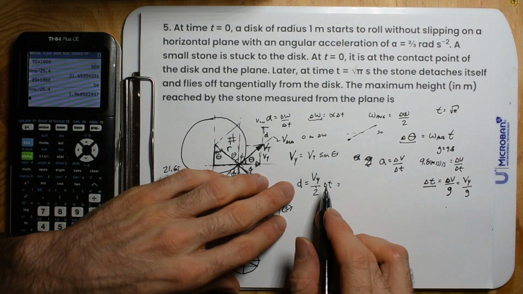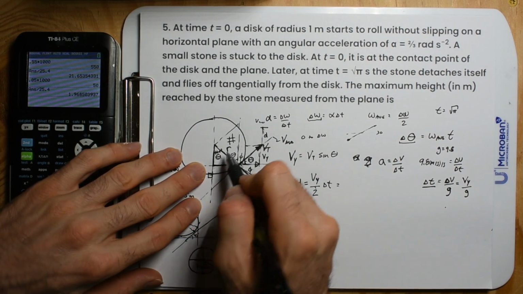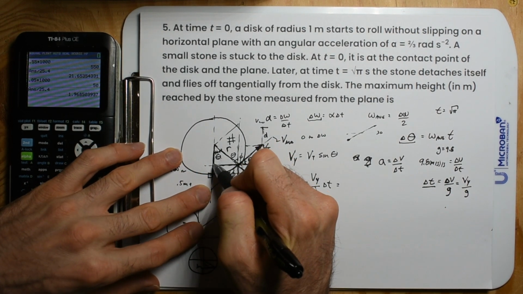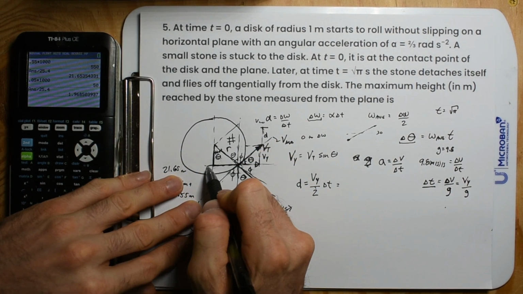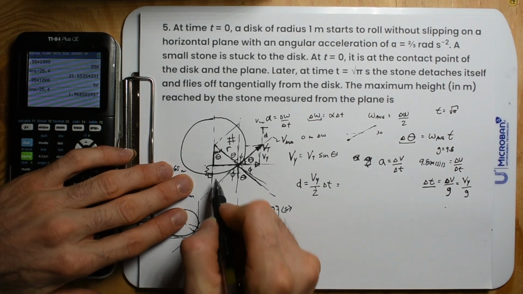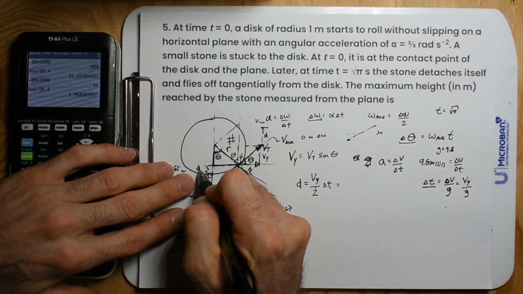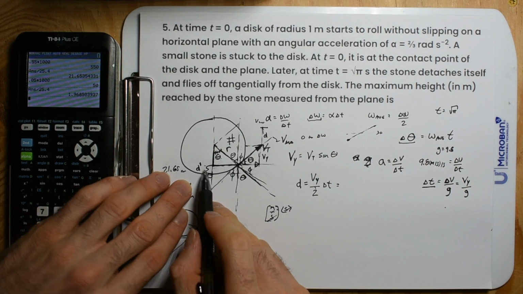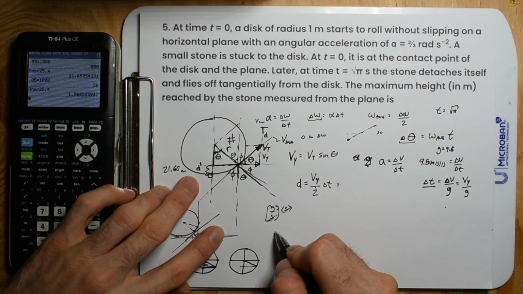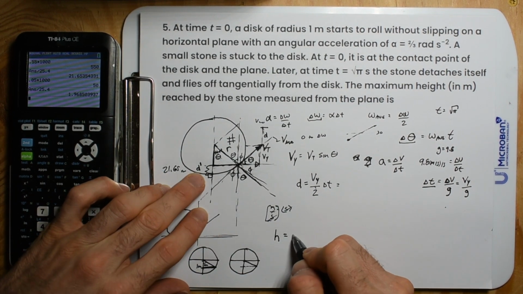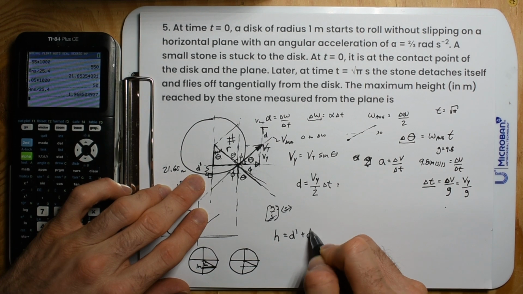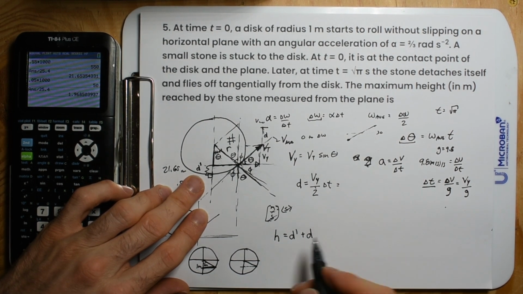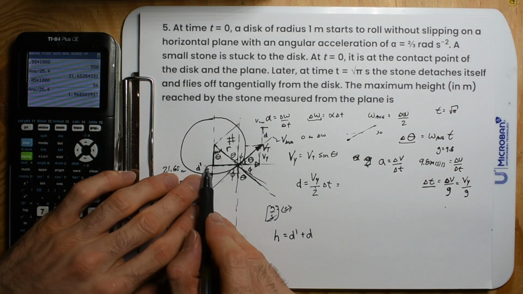Okay, but we do want to get there with letters. We actually want to find this distance, which I'm going to call, for lack of creativity, d prime. So the final height is going to be this d prime plus d, and that's it. That's going to be the equation. What is this d prime?